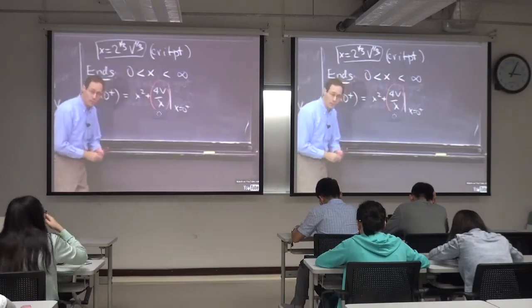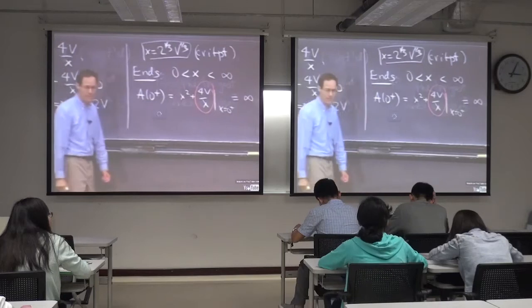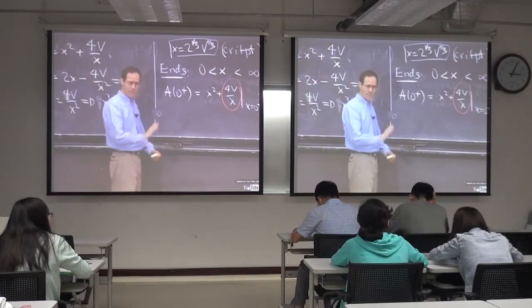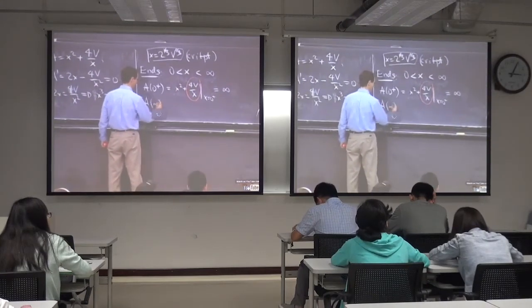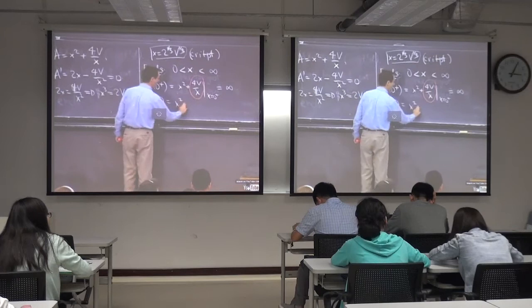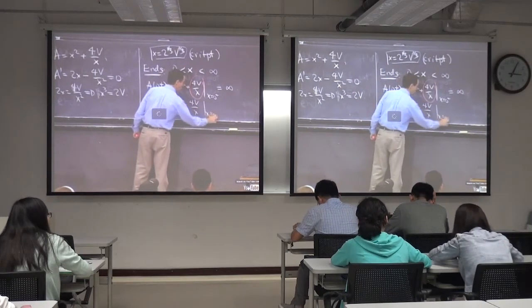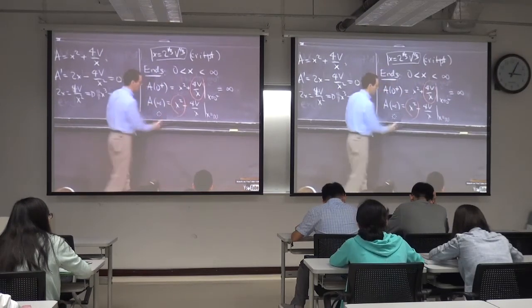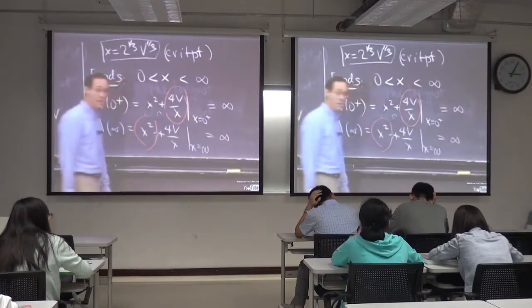This is going to infinity, all right? So this is infinite. So that turns out to be a bad box. All right, let's take a look at the other end. So this is x squared plus 4b over x, x going to infinity. And again, this term here means that this thing is infinite.